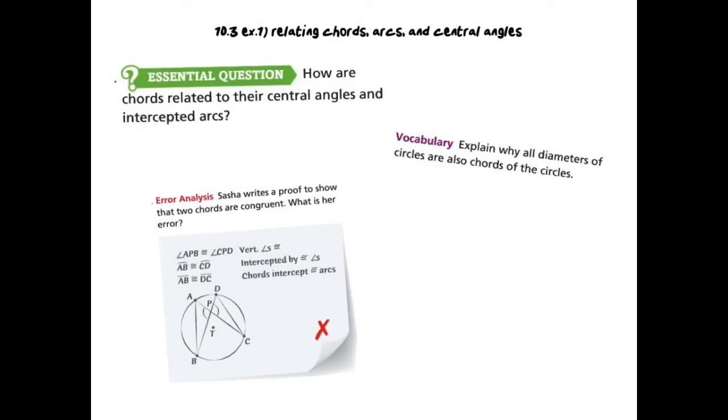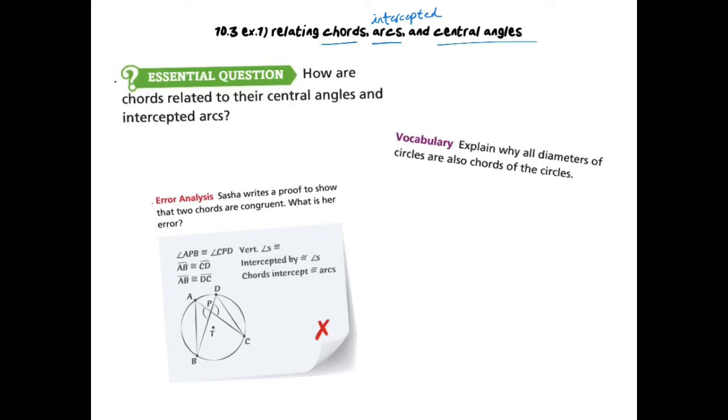Alrighty, in this first example, actually it's a bunch of examples together, we're going to be relating chords, arcs, and when I say arcs, I mean intercepted arcs, and central angles, relating the three of those together. So, question number one, how are chords related to their central angles and their intercepted arcs?